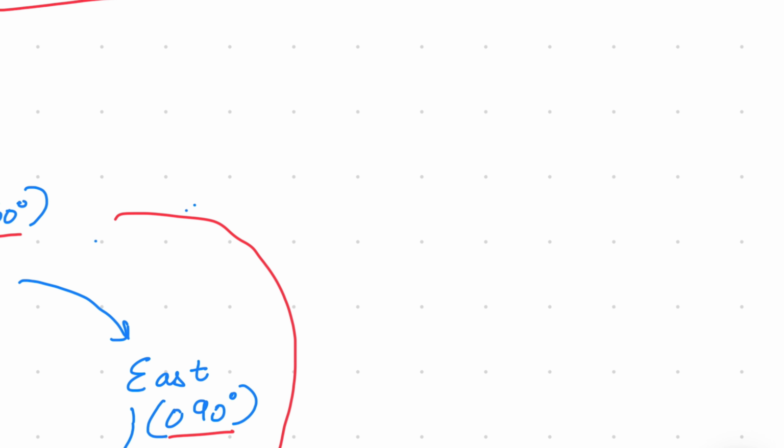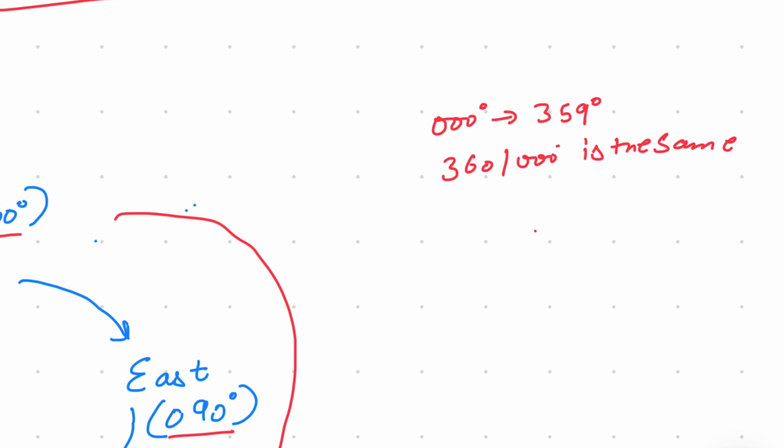Okay, so it's 000 degree to 359 degree. 360 and 000 are the same. When we start the cycle, we say it is 000 degree. When we are ending our cycle, we say it is 360 degree.